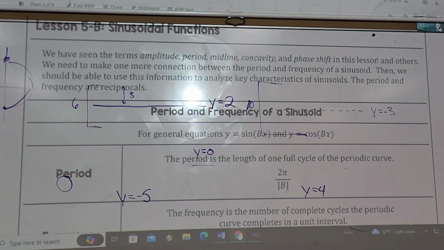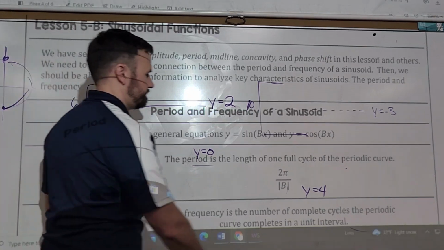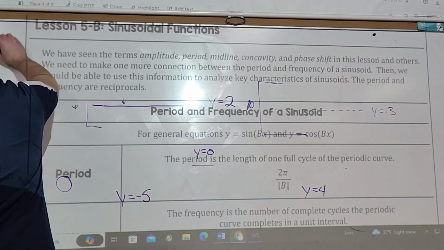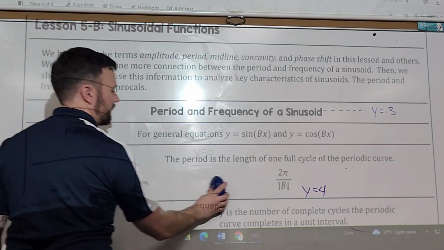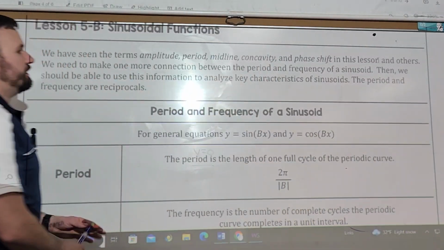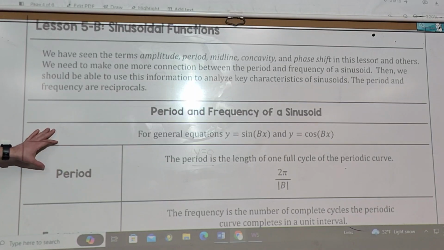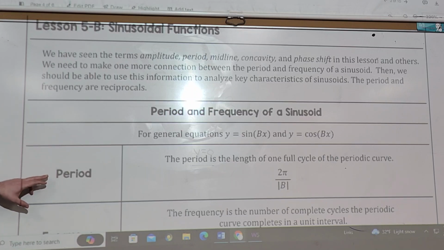All right. Let's talk about this. We're almost done for the day. So, we talked about sinusoids. We can do anything that's a sinusoid. Period, we know, right? It's 2 pi over the absolute value of b. Period, we know. We've talked about it.